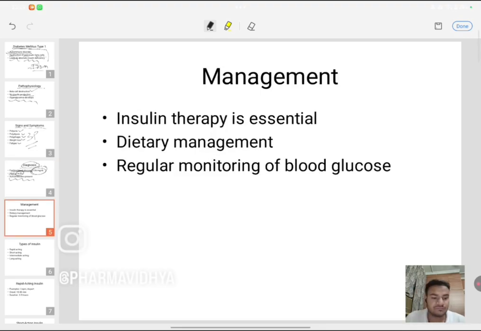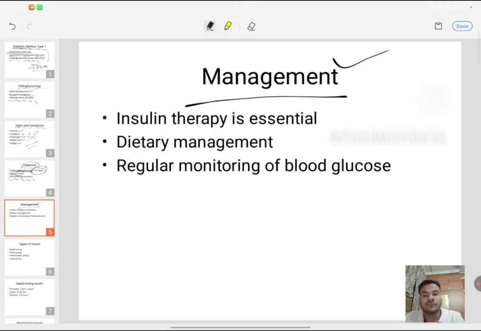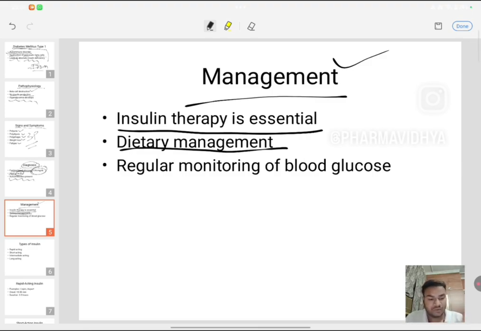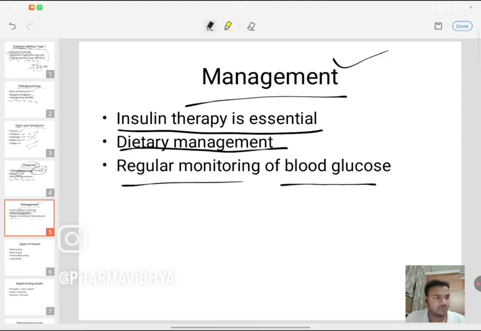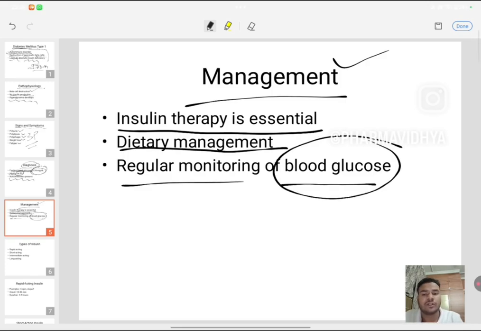Now, management. How do you manage type 1 diabetes mellitus? For the management of type 1 diabetes mellitus, insulin therapy is essential. Insulin therapy is very necessary. Dietary management, your diet plan, is also important. Regular monitoring of blood glucose is very important. There are many instruments like glucometers, such as Dr. Morepen and Contour. They are basically used for monitoring blood glucose in the human body, in the blood.